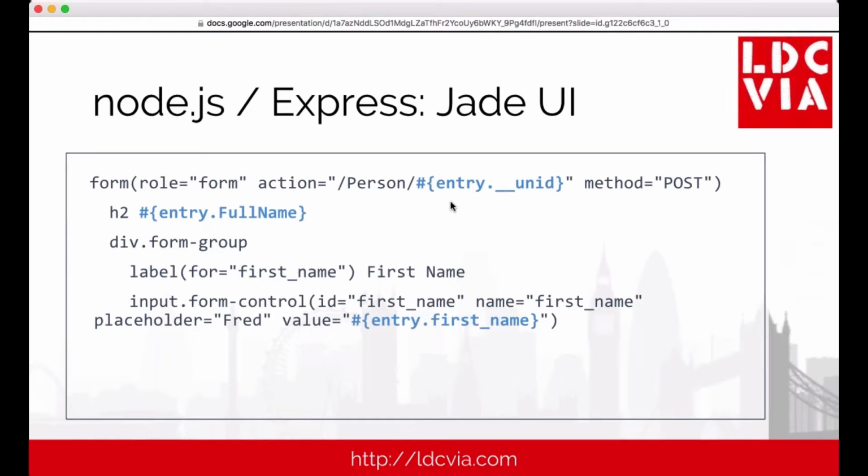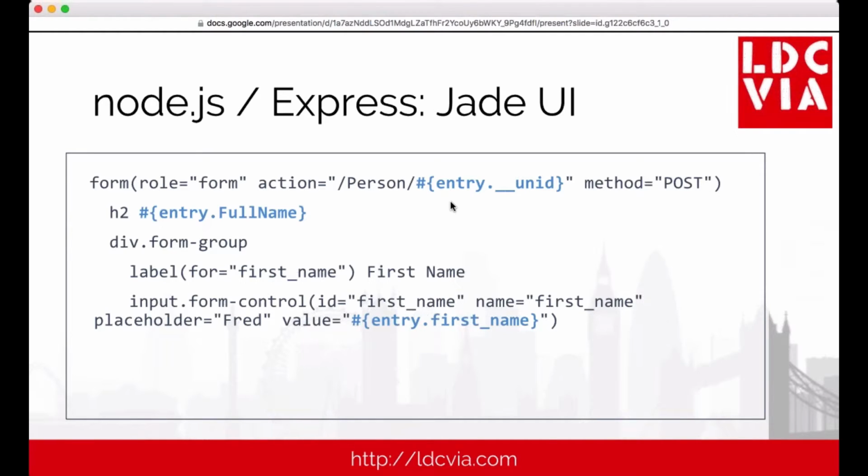Jade is just a very straightforward templating language, and you can see on the screen right now it's a fairly straightforward pseudo HTML kind of construct. And here this example snippet of code is taken from the demo application that I'm going to show in just 1 second. And this is a snippet that is displaying a person from the people directory that Matt showed earlier.